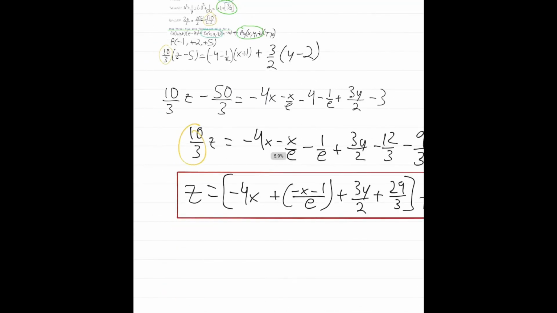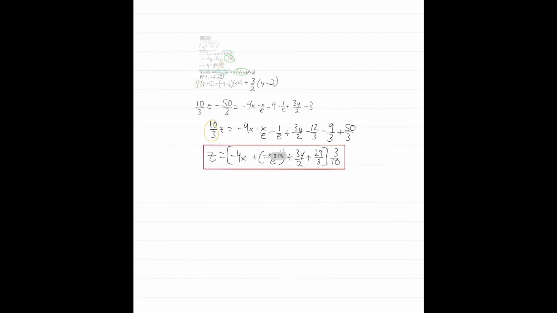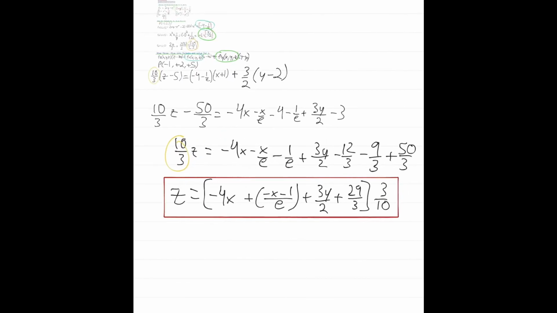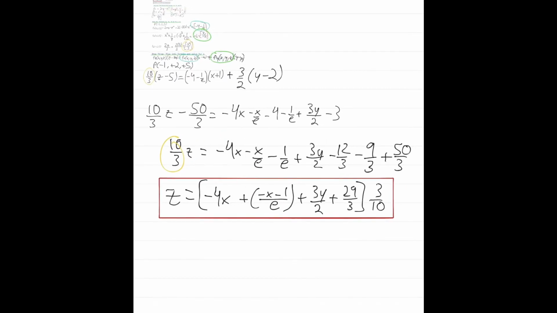And these are pretty straightforward. And for this, we got this value right here. We got z is equal to -x plus (x minus x minus 1 divided by e) plus 3y/2 plus 29/3, and all that multiplied by 3/10. And that's how we do the tangent plane in a linear approximation.